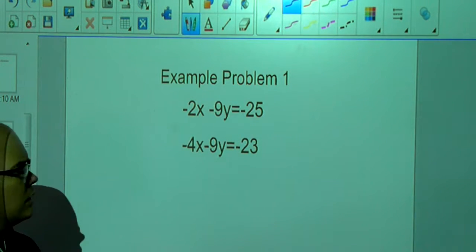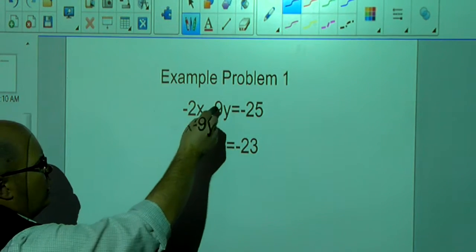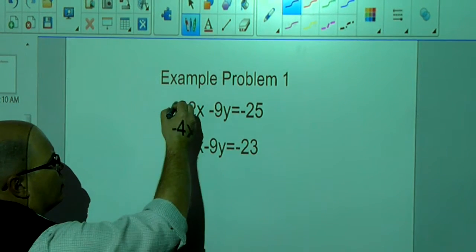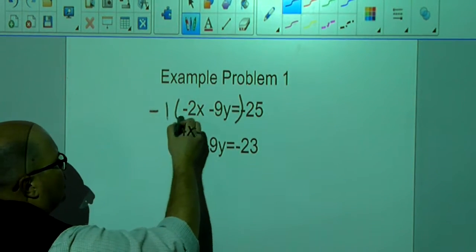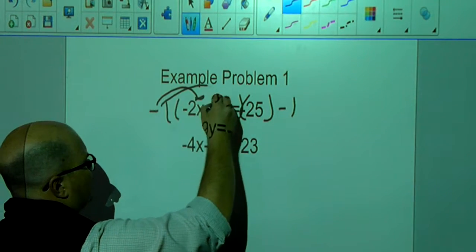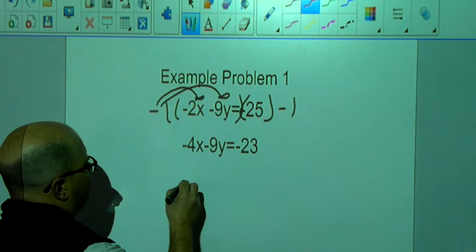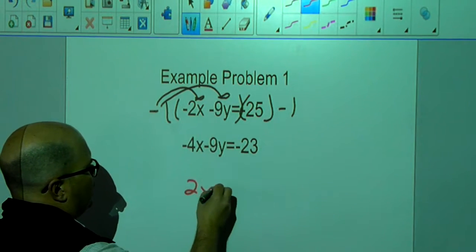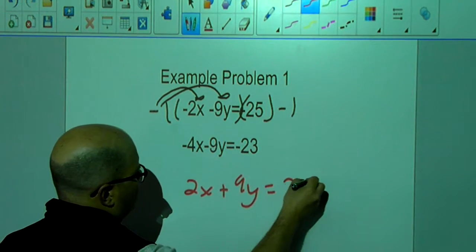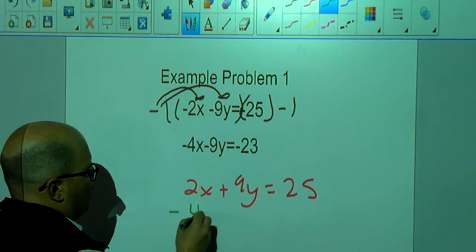And the way we did that was, we looked at this equation here and we said, if I can get this negative 9 positive, it's going to cancel when I combine. So what I did was I multiplied the top by negative 1 and the side by negative 1. And when I distributed that in, I got a positive 2x plus 9y equaled a positive 25. And then I just take my bottom equation and slide it right underneath again.